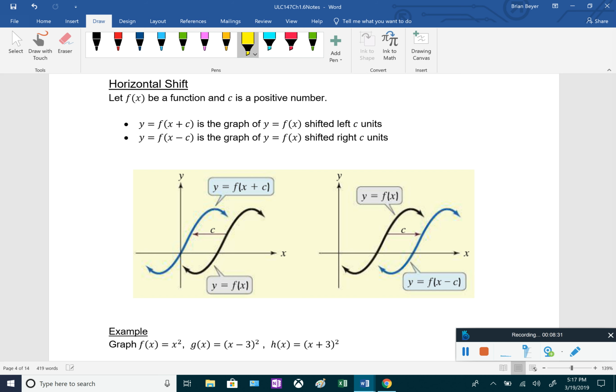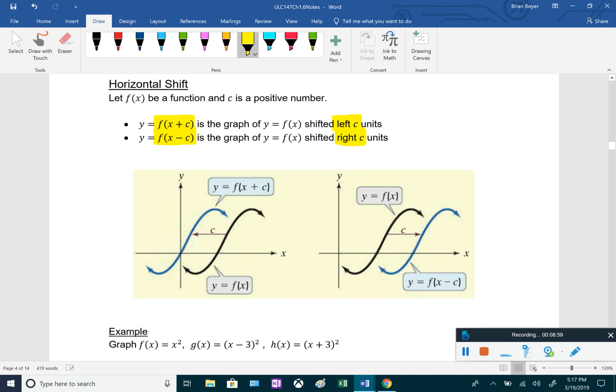So for this one, if we have f of x plus c, notice that this time the plus c is on the x. It's directly with the x. This is going to move it to the left c units. So it's opposite of what you would think. Plus c here is moving it to the left. If we have f of x minus c, that's going to move it to the right c units.